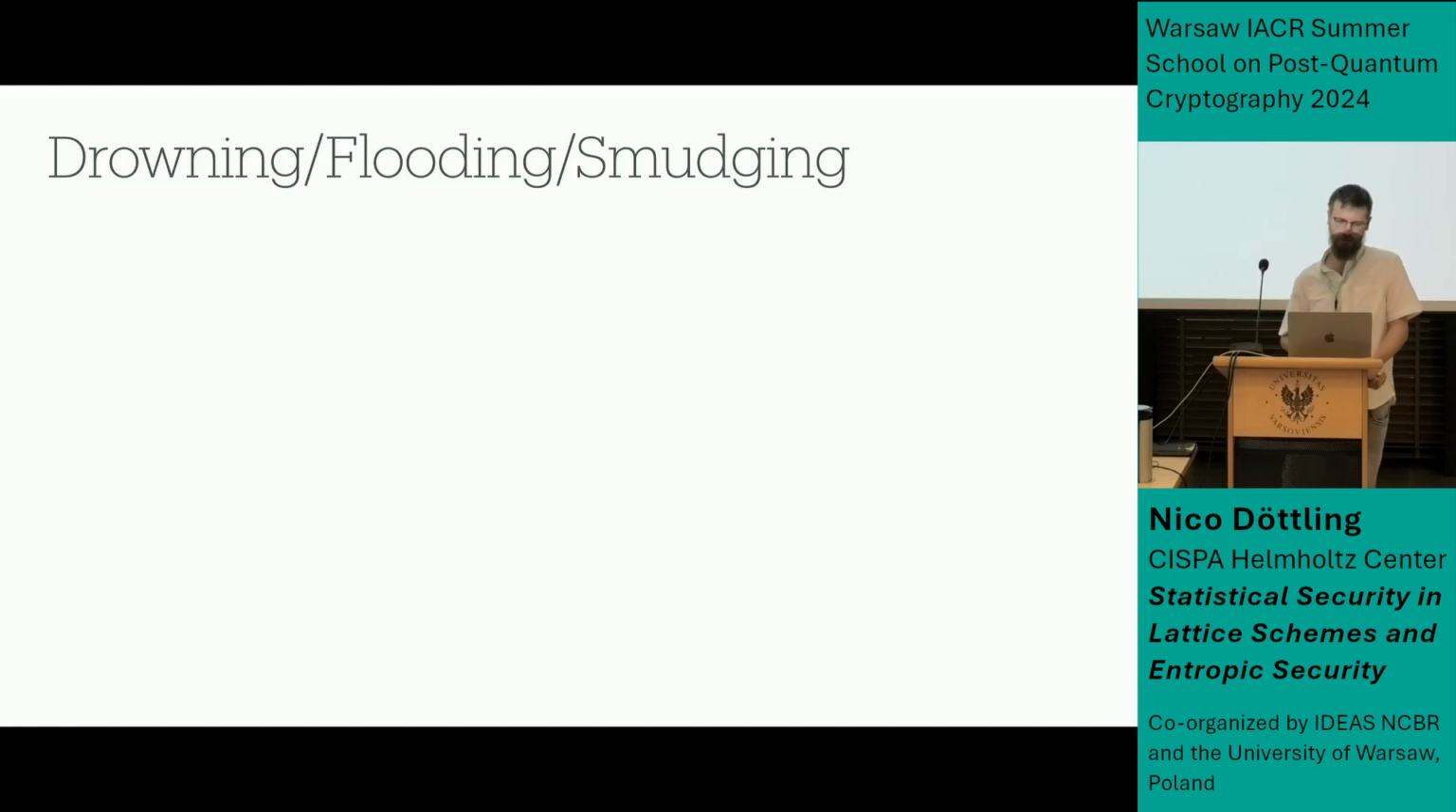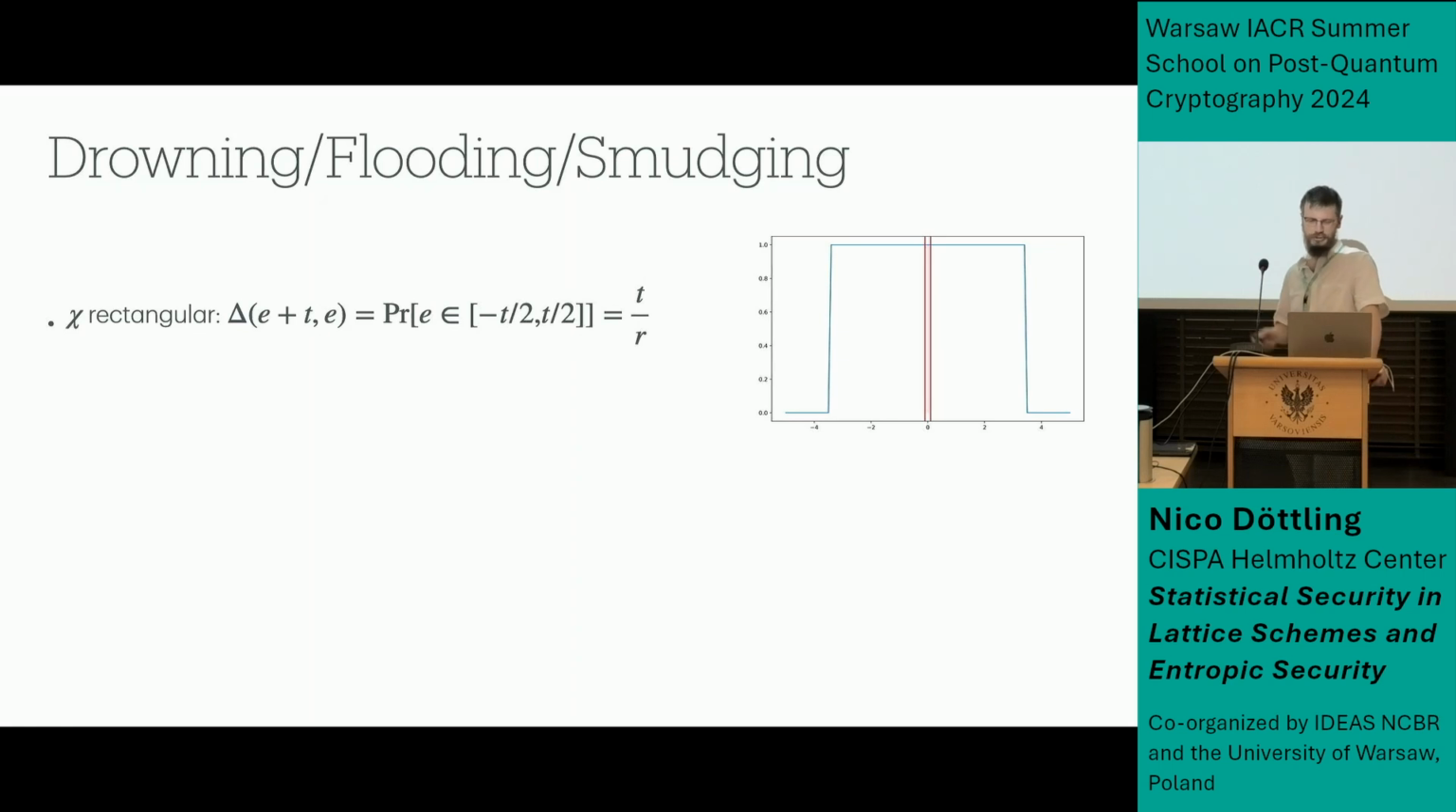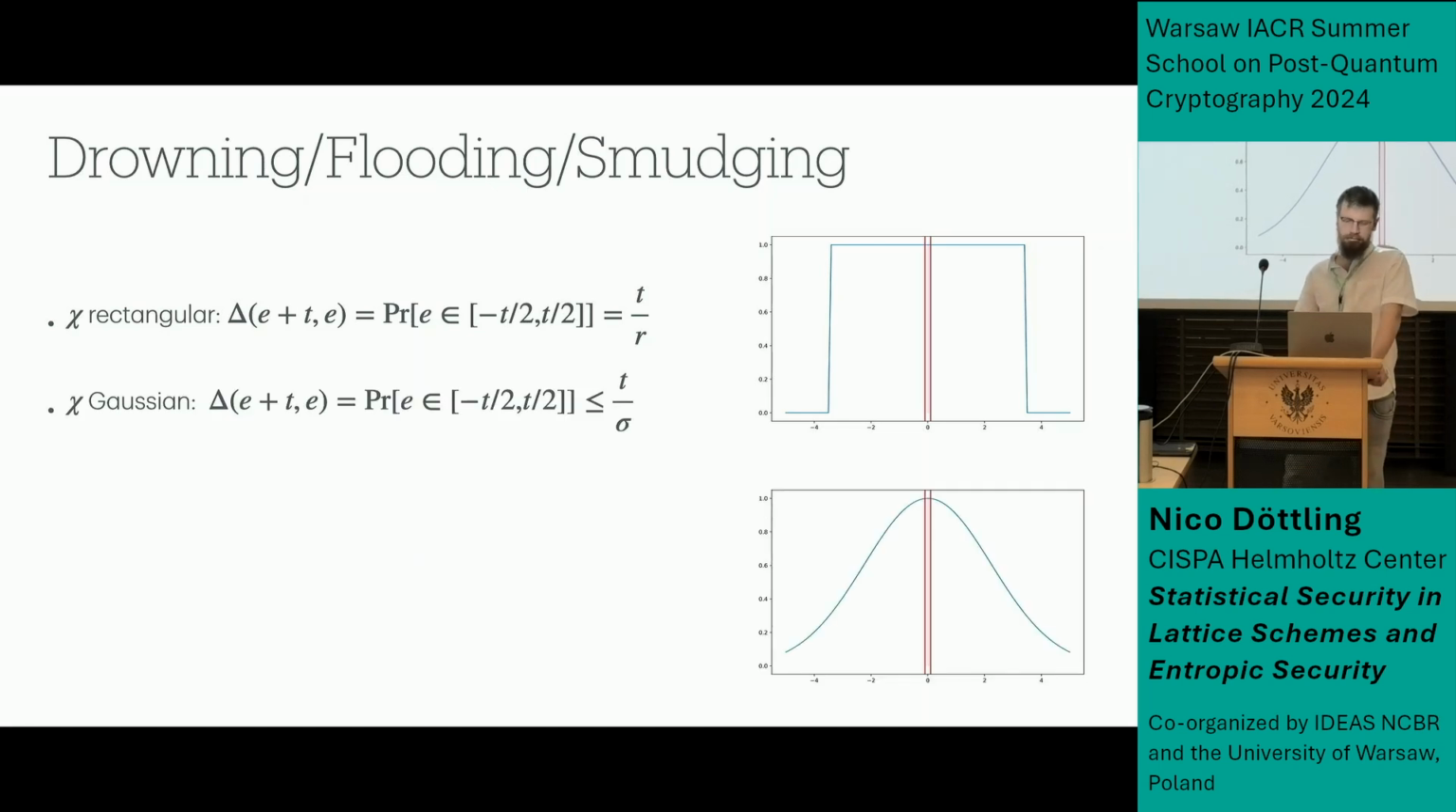So there are two very popular choices for distributions that are used to drown other distributions, and the first one is a rectangular distribution, right? This is just for simplicity of how you compute this and of analysis, and here the probability that the rectangular distribution of width r lands in this small strip of width t around 0 is just t divided by r. And for Gaussian distributions, you can do something similar. Here you cannot compute it exactly. You could compute it exactly, but you can approximate it very nicely. If this t is small, you're going to get a good approximation by t divided by sigma for the area under this thin strip.